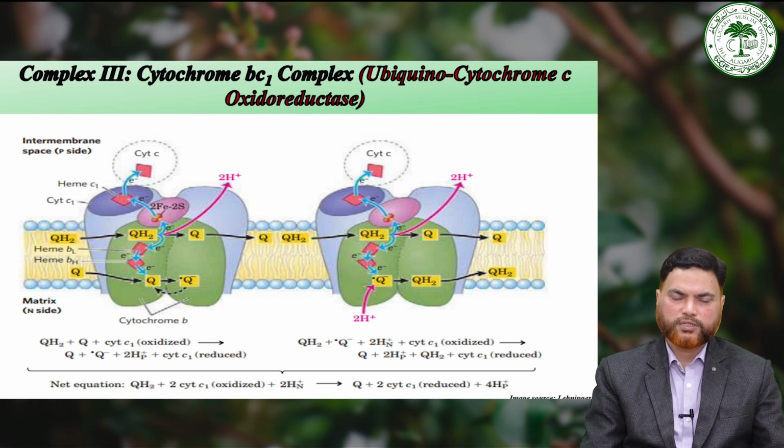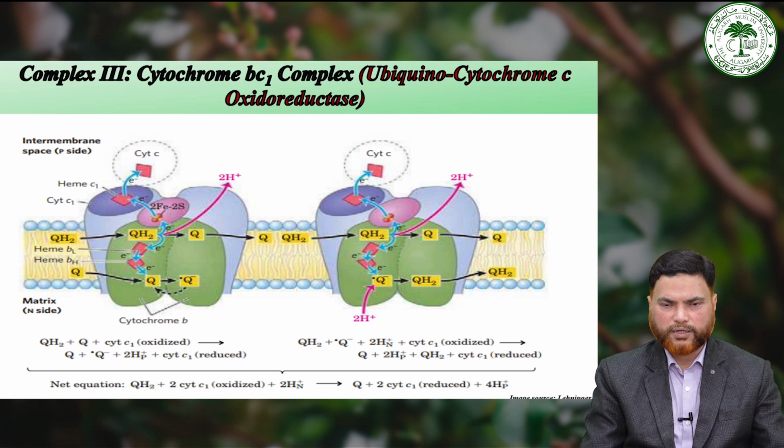Now, how is this complex 3 involved in proton pumping and the different intermediate steps? As electrons are transferred through complex 3, protons are pumped across the inner mitochondrial membrane into the intermembrane space. You see here, protons are pumped into the intermembrane space. This pumping of protons into the intermembrane space creates an electrochemical gradient.